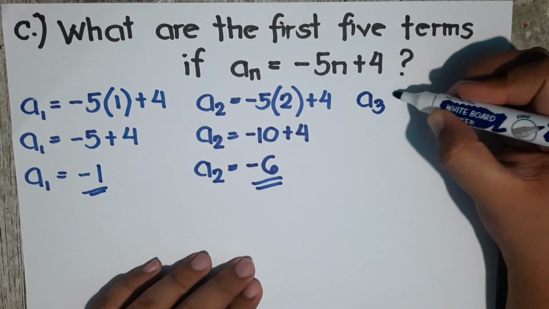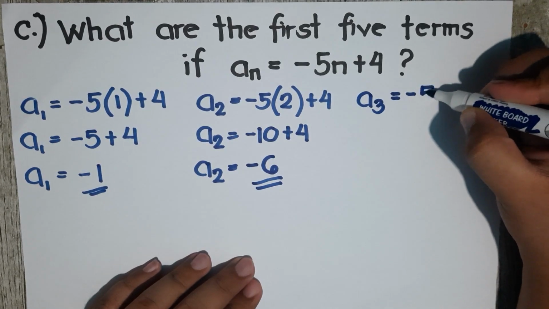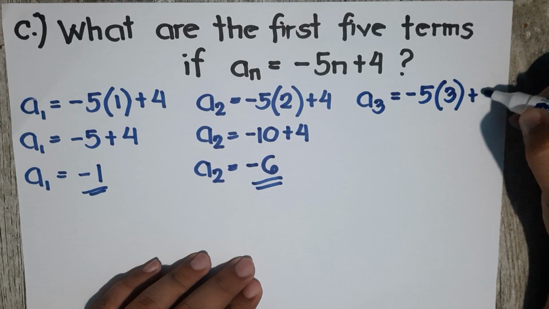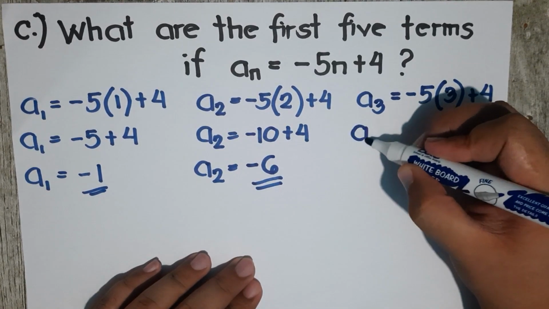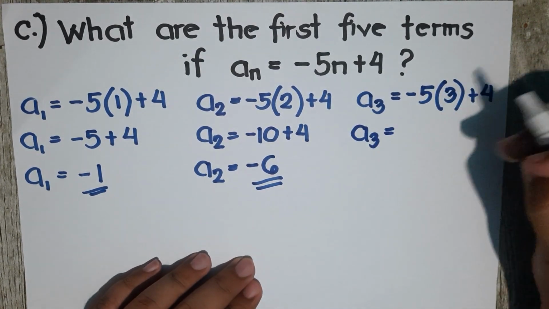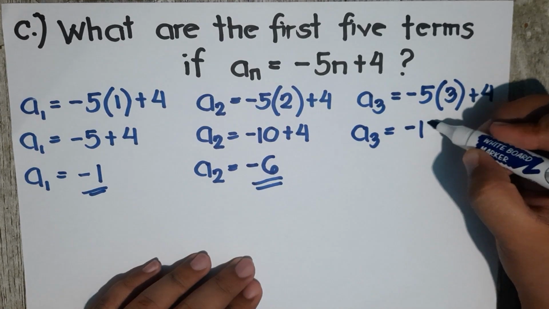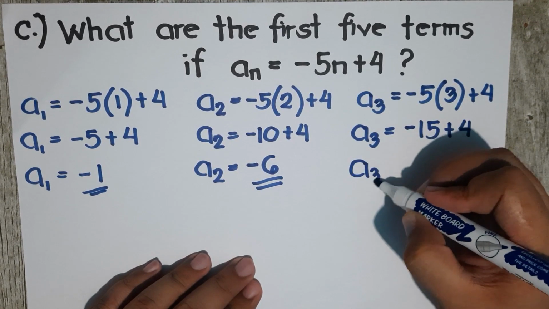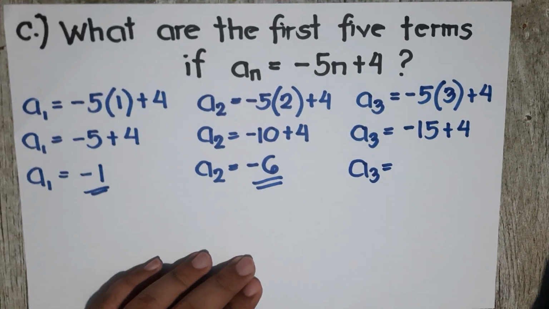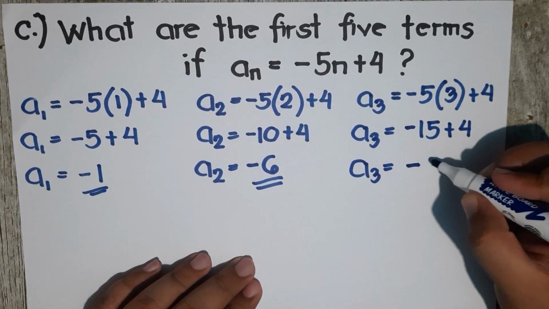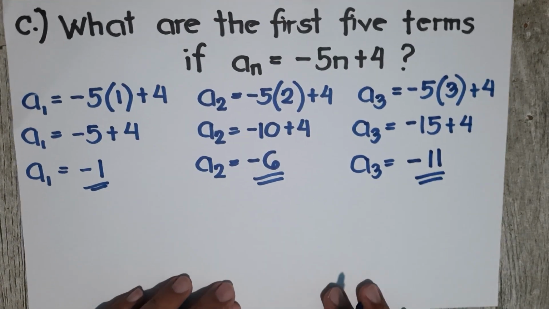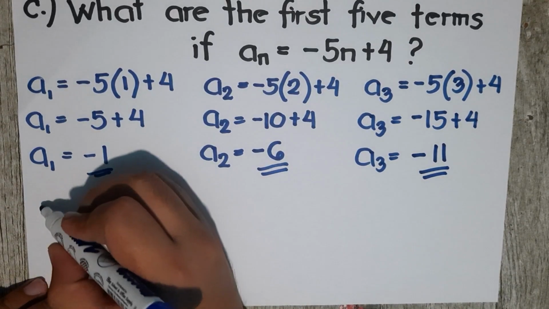A sub 3 is equal to negative 5, replace n with 3, plus 4. So a sub 3 is equal to negative 5 times 3 will give us negative 15 plus 4. So a sub 3 will give us negative 15 plus 4 will give us negative 11. Third term. Now let's solve for our fourth term.